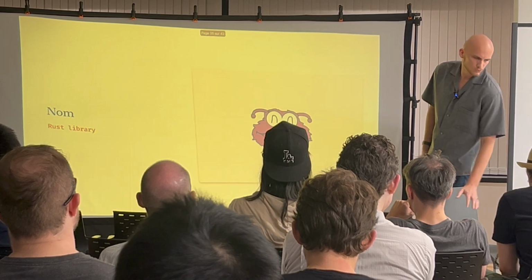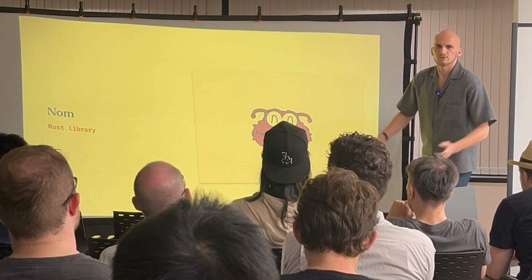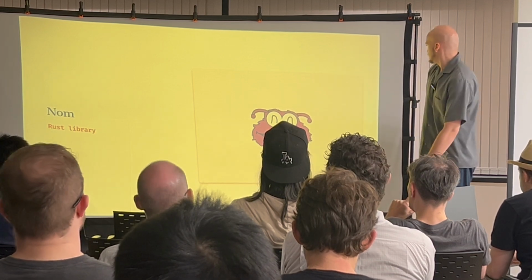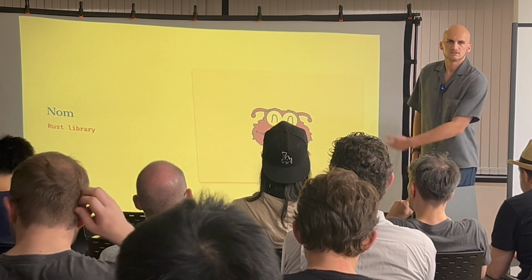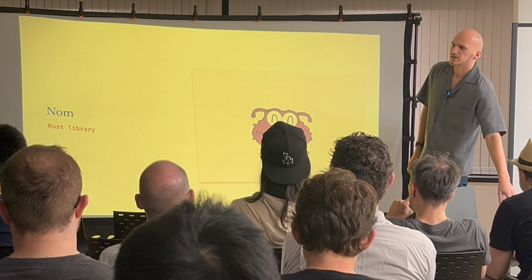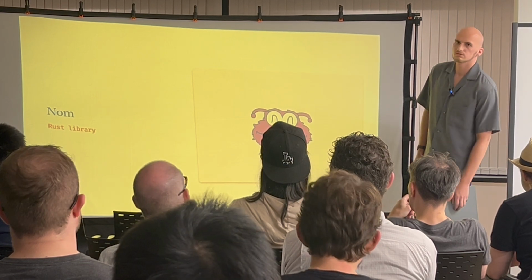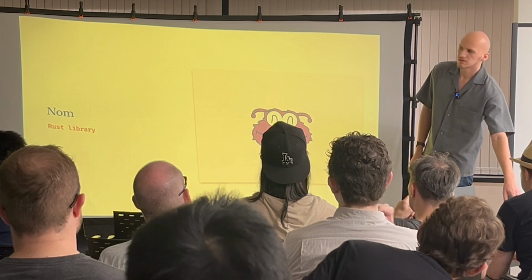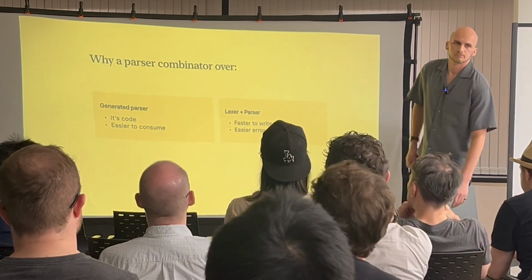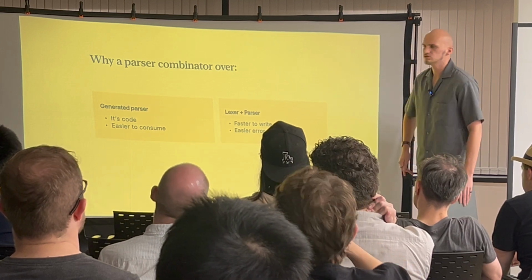In our case, we're going to use the nom library, the Rust nom library. That's why I'm calling this presentation nom, which is a really cool library, and we're going to see about it in a minute. One thing you may be wondering is, I'm talking about parser combinators, but how does it compare to generated parsers and lexing and parsing? Everything has its pros and cons, so let's quickly talk about it.